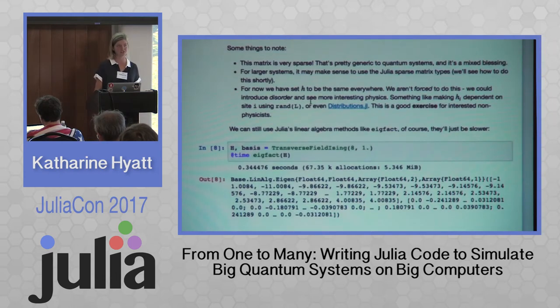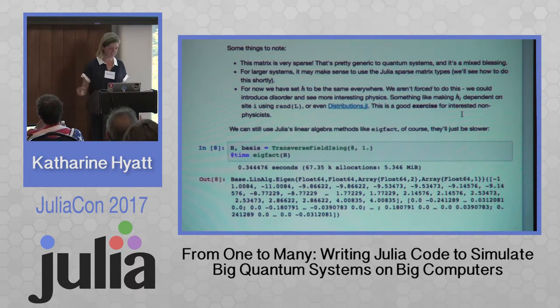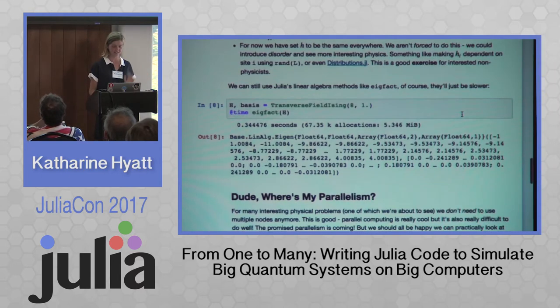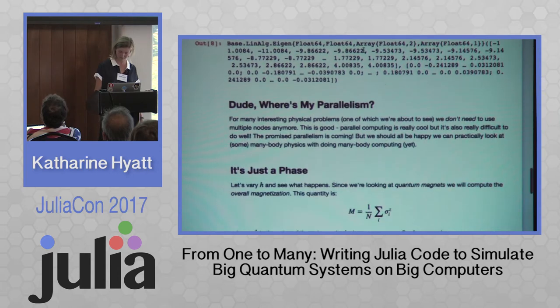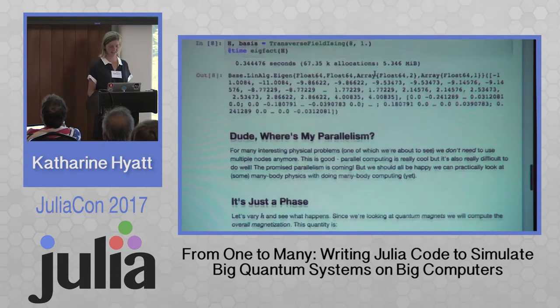And for now, we also set the transverse field to be the same everywhere. There was nothing forcing us to do this other than things being simple. So if you wanted, and this will be a further thing someone can do, you can make the transverse field at every site be different and have a disordered system. And there's a bunch of interesting physics that will come out from doing that. But for now, we can just be lazy, make our transverse field Ising Hamiltonian with L equals 8 and a transverse field of 1, and do the eigenfactorization on it. And it works.